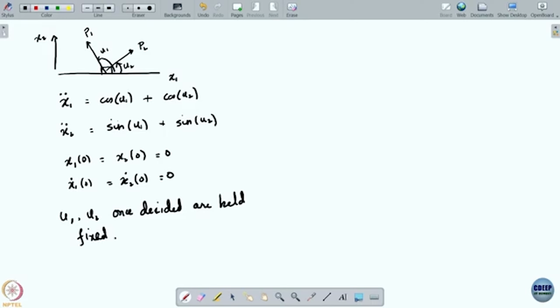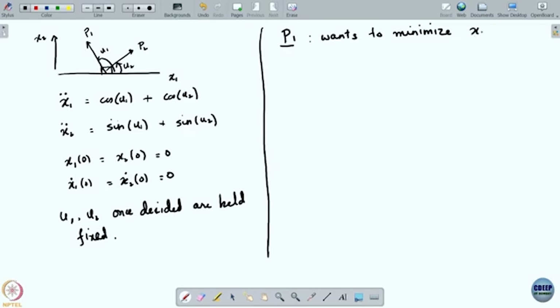Now, what are the objectives of the players? Player 1 wants to minimize this value, x1 of 1, which is the x1 position of the block at time 1. So, the position along the x1 axis at time 1 is what he wants to minimize. So, he wants to choose his u1 to minimize that.